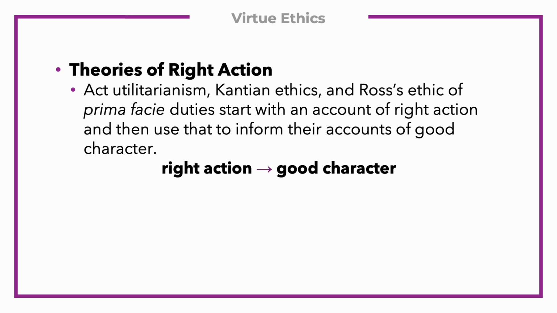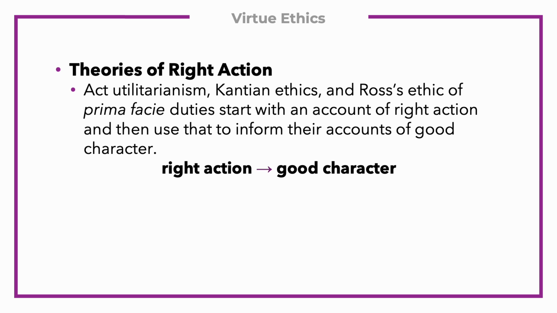What does it mean for a theory to be a theory of character? So here I'm going to draw a distinction between two kinds of theories, theories of right action and theories of character. Theories of right action, like act utilitarianism, Kantian ethics, Ross's ethic of prima facie duties, all start with an account of right action, what it means to perform the right acts, and then they use that view in order to inform their accounts of good character. By good character we mean a good person. So the good person, or someone who has good character, is the kind of person who performs right actions.